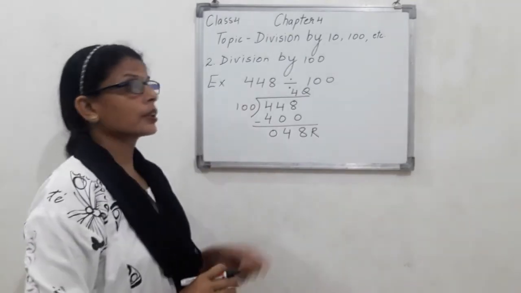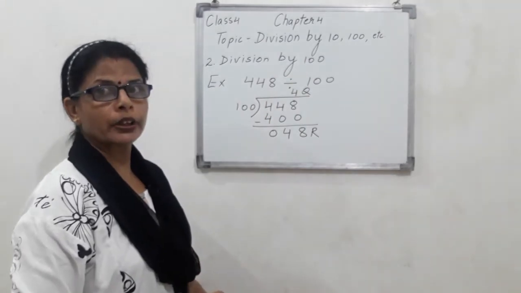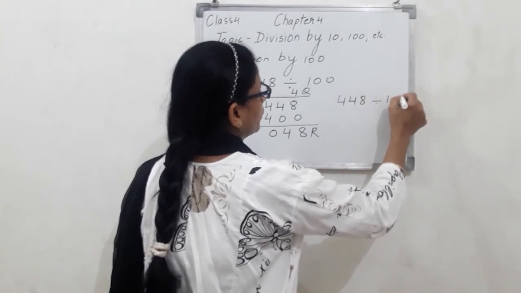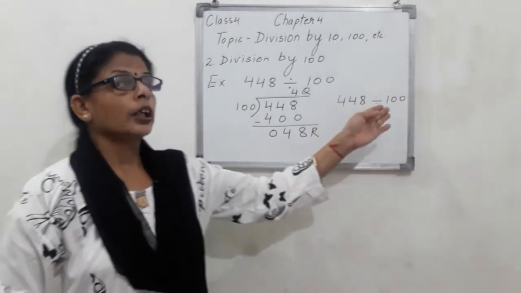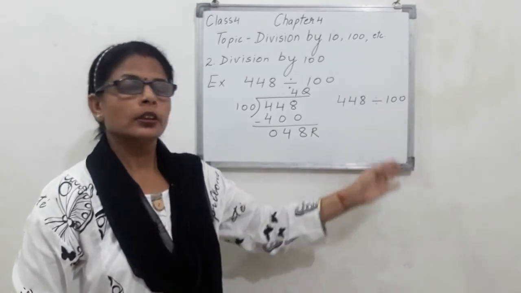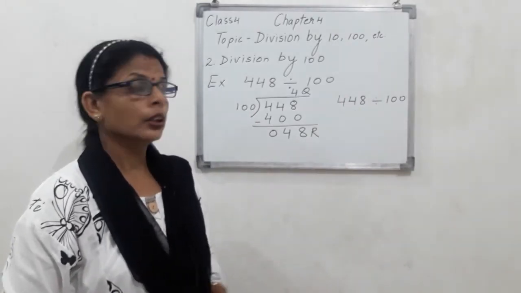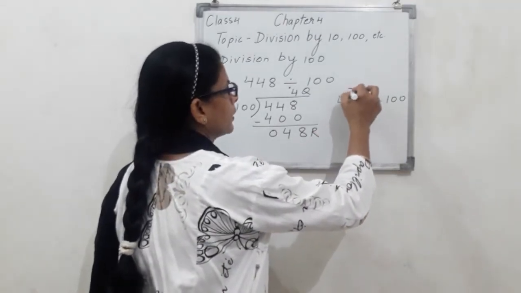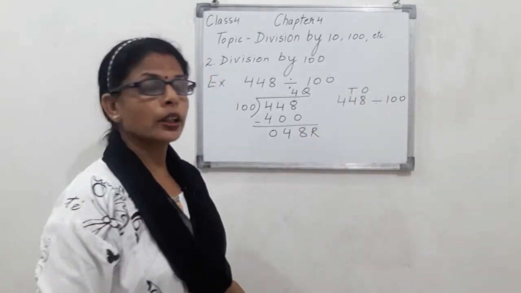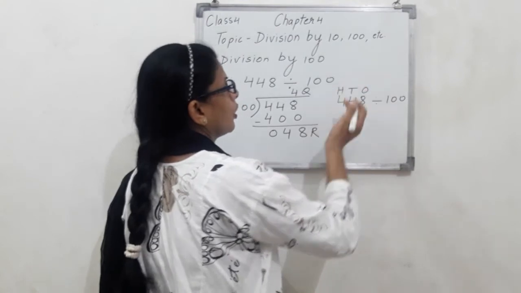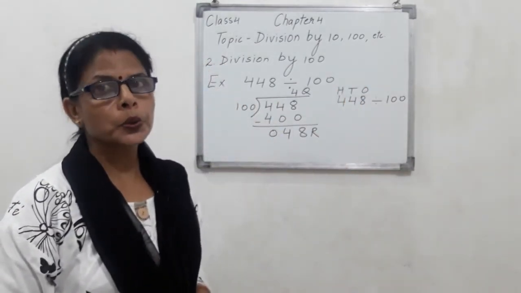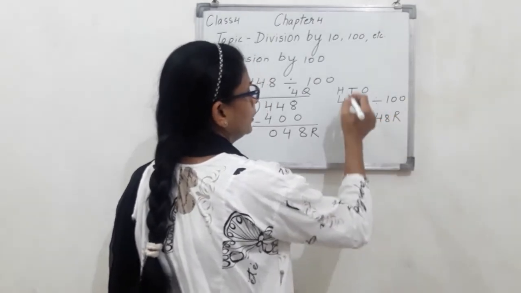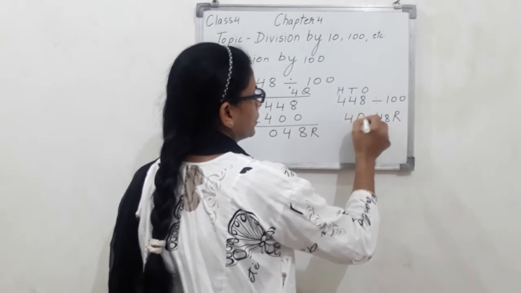The question is given: 448 divided by 100. Right? Now, in the divisor, how many zeros are there? There are 2 zeros. If there are 2 zeros, the ones and the tens place will become the remainder and the 100 place or whatever places are left will become the quotient. So 48 is the remainder and 4 is the quotient.